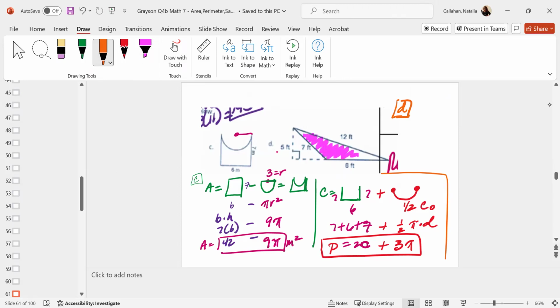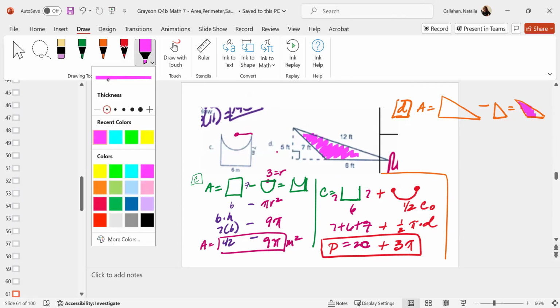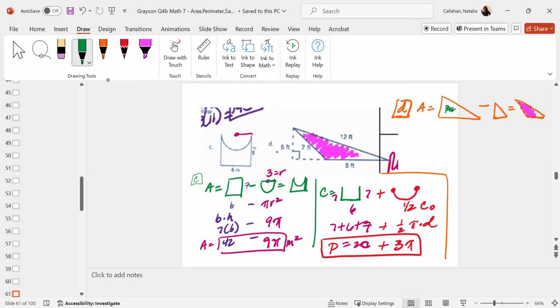To find that pink section, you will need to find the area of the big triangle minus the small triangle. Do you see that? Which will then give you that piece right there, which is that pink section. Do you see that? Mhm. So let's label the big triangle. For the big triangle, the base is 8 plus, I don't know what that part is. Do you see that? Mhm.